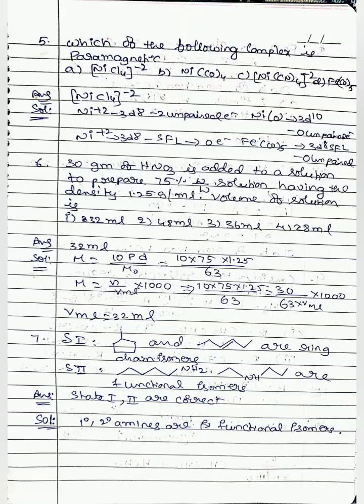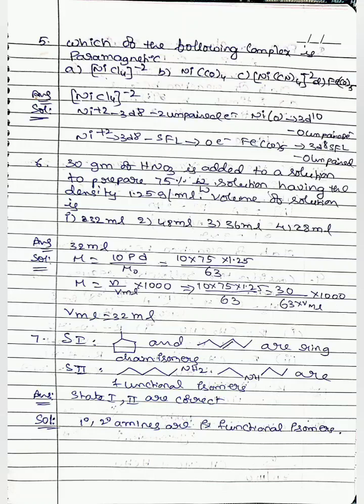Next one. Which of the following complex is paramagnetic in nature? We need to write the central metal ions and their oxidation states, then followed by electronic configuration. Thereby you will come to know where there are unpaired electrons. So if we consider the first complex itself, NiCl4 2- contains 2 unpaired electrons, hence it is paramagnetic in nature.